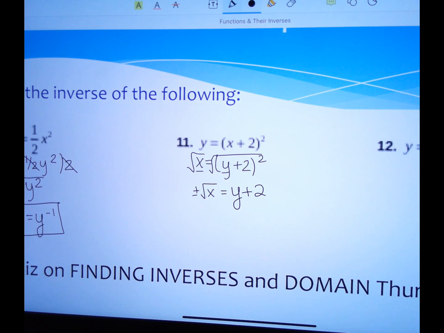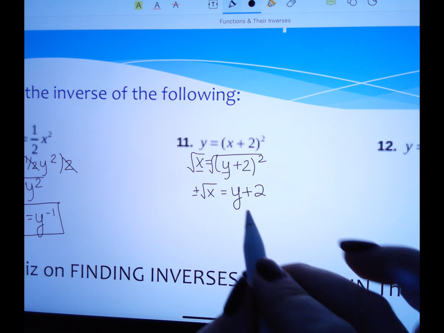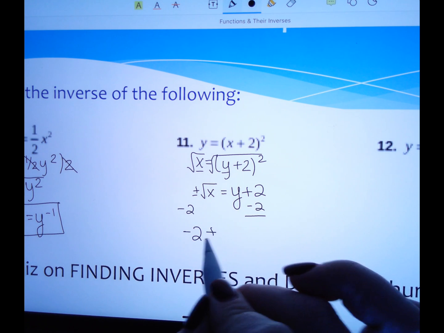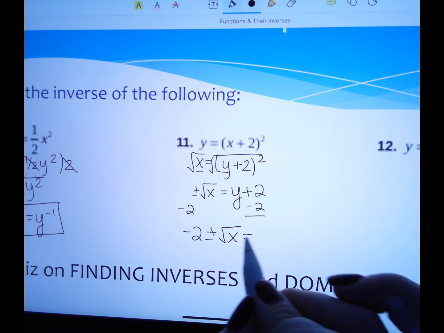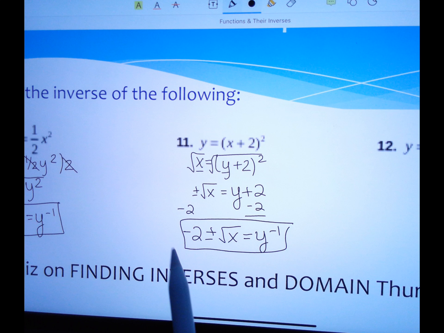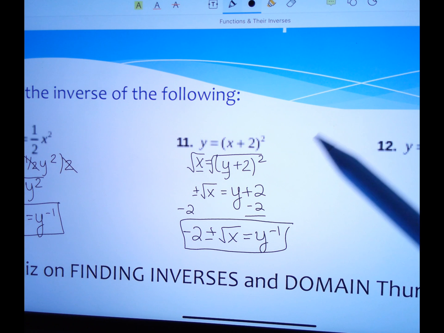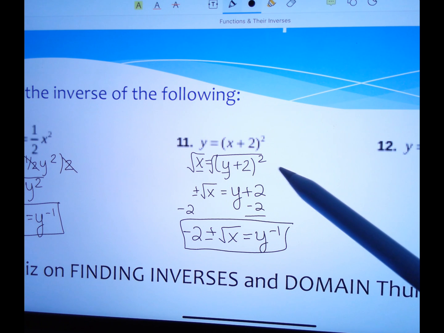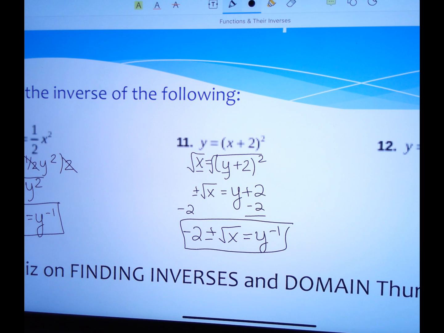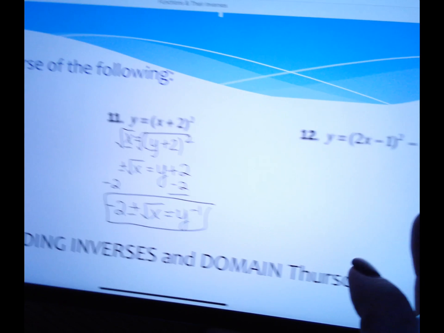So here, since this whole thing's being squared, we can go ahead and actually square root both sides. So now we've made this a little simpler on ourselves. So now we're still solving for y, so we can subtract 2 from both sides. So we end up with -2 plus minus the square root of x equals y inverse. So this ends up looking like something you would get out of quadratic formula, right? If you ended up doing y plus 2 times y plus 2, you ended up getting stuck. You couldn't get something easy that you could work with.